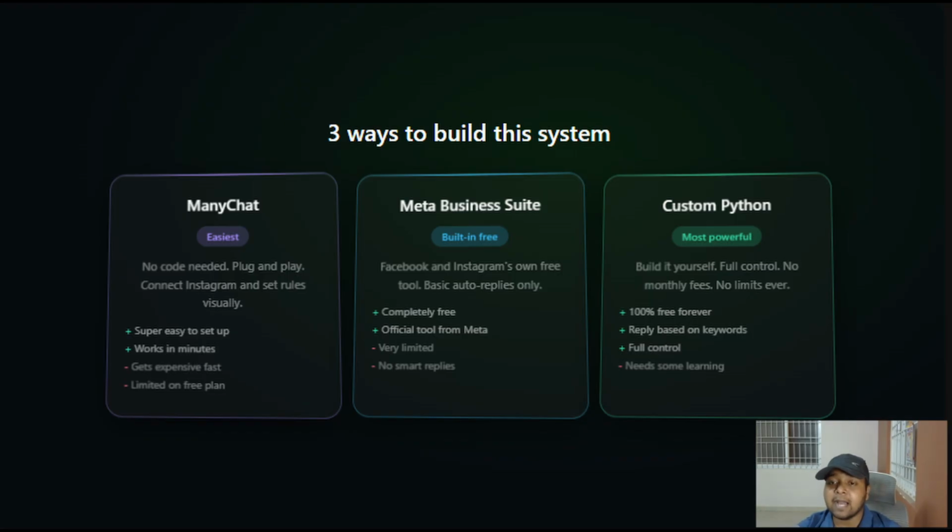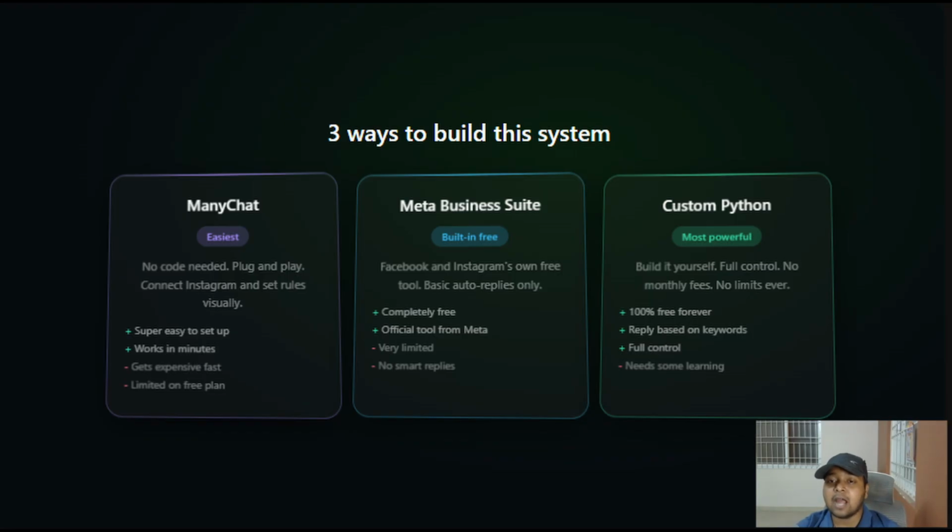Second option is Meta Business Suite. This is Facebook and Instagram's own tool. It's free, but it's very limited. You can only set up basic replies. You cannot do smart replies based on what someone actually said. It's better than nothing, but not powerful enough for real automation.